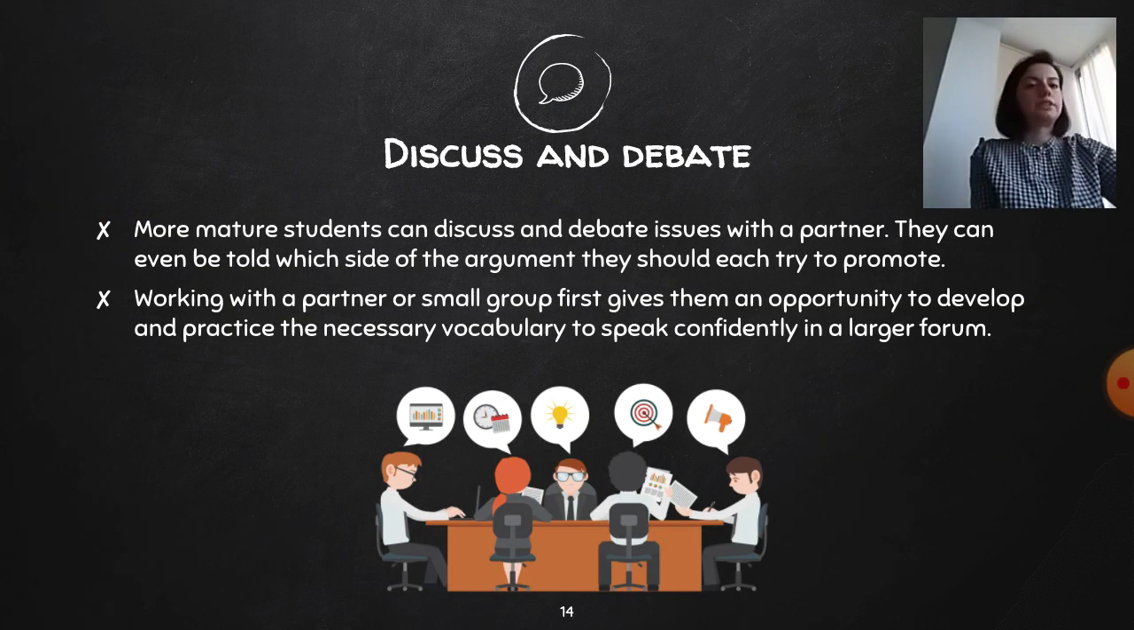Another activity is discuss and debate, but this should be used with more mature students. They can discuss and debate issues with a partner, and they can even be told which side of the argument they should each try to promote. This is really good because usually more mature students have some subjects that they're really passionate about, so they really like to debate about them.